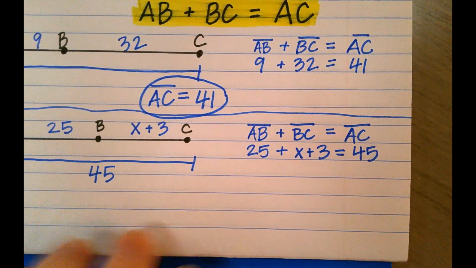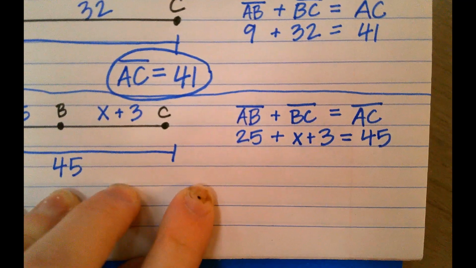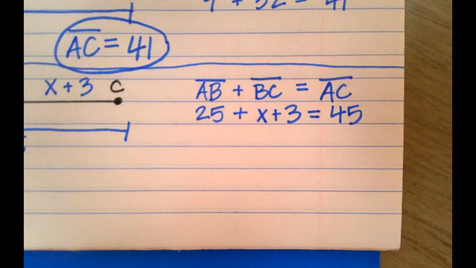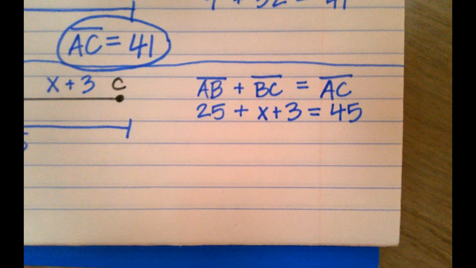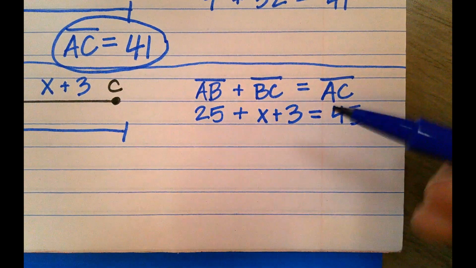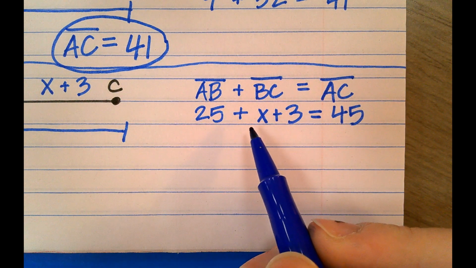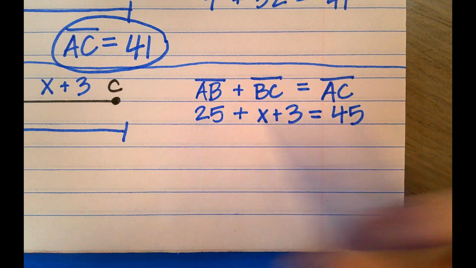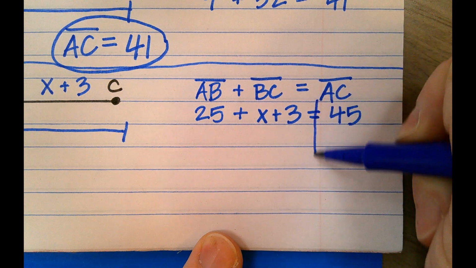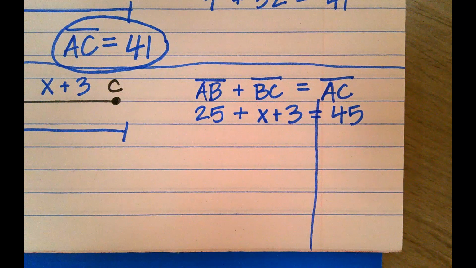So I'm going to now zoom in on just the numbers. And we're going to do something with these. First, we have an equation with x. That means we have to solve for x. So I'm going to draw a line through my equal sign. Yes, and we're going to solve it.